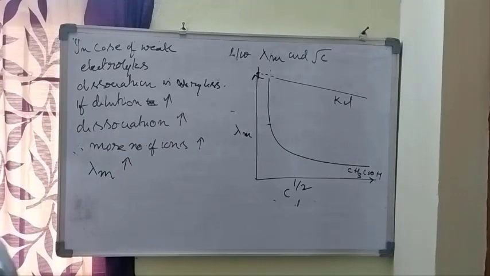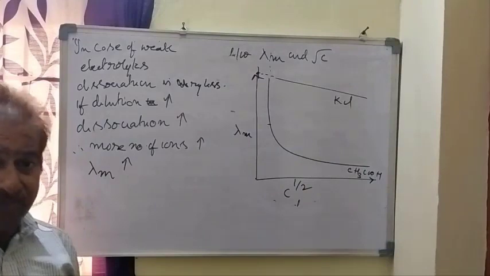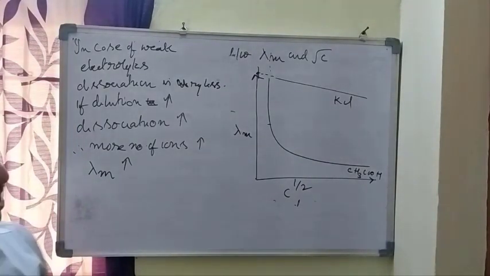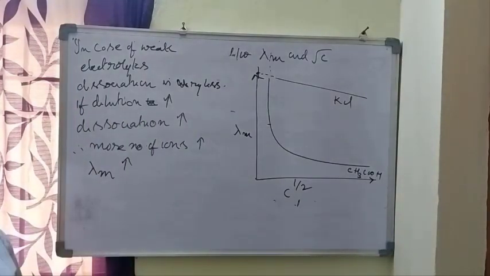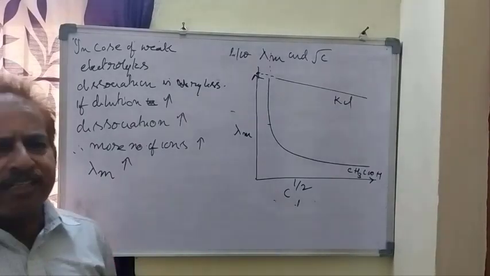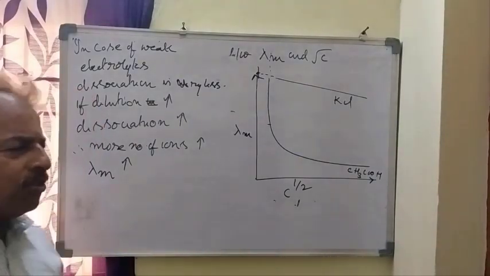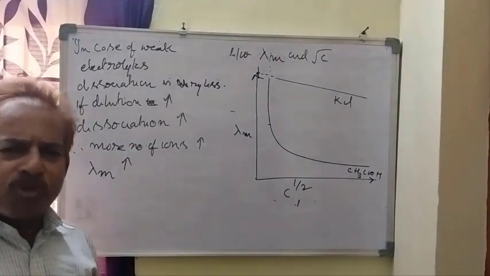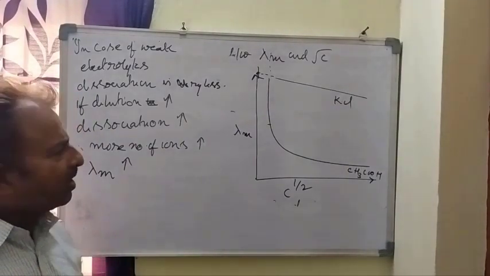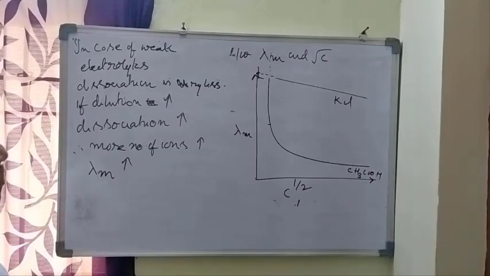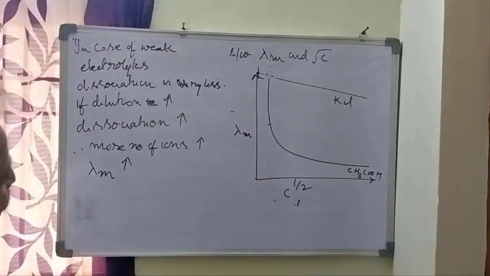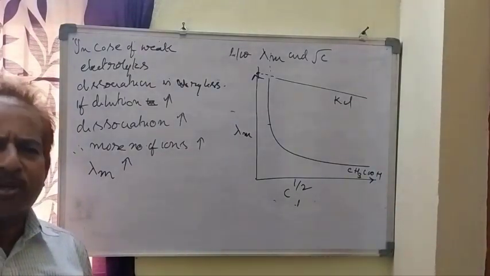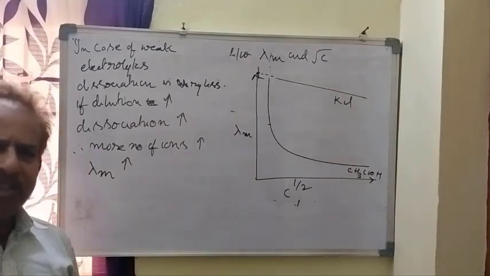So for both strong electrolytes and weak electrolytes, in both the cases molar conductivity increases, but in each case the explanation is different. In case of strong electrolytes there is no space at higher concentrations. So if dilution is increased, there will be more space for ions for mobility, therefore molar conductivity increases. On the other hand, in case of weak electrolytes, the dissociation is incomplete at higher concentrations. Therefore, if dilution increases, dissociation increases, number of ions increase, therefore molar conductivity also increases.